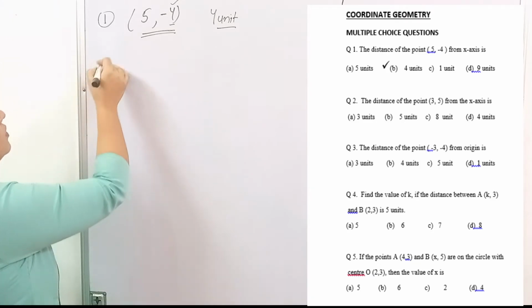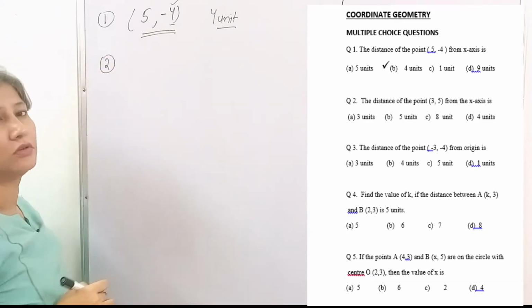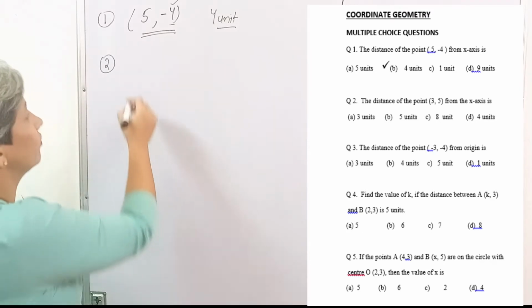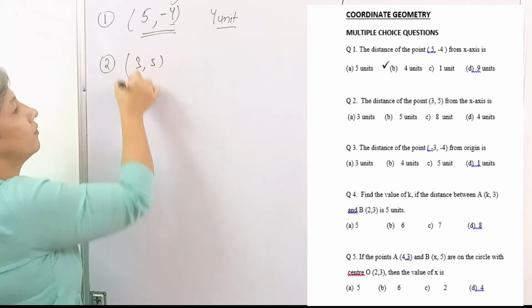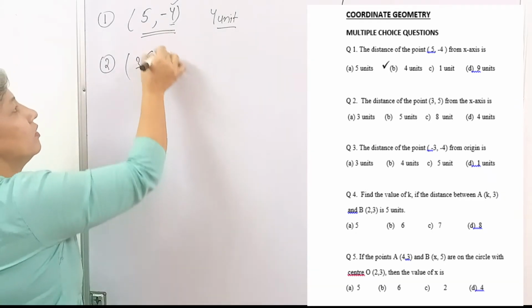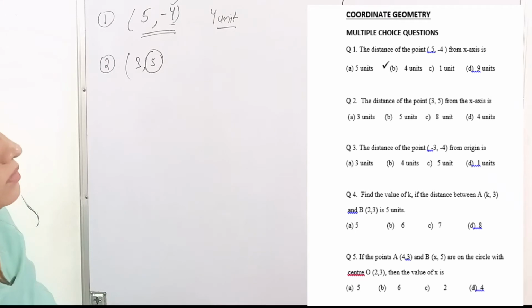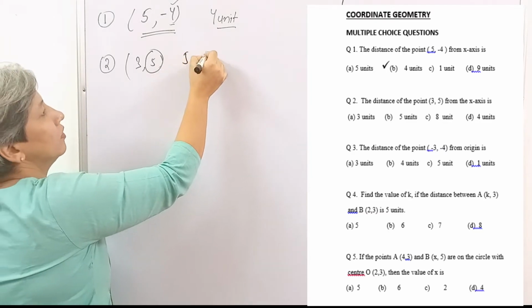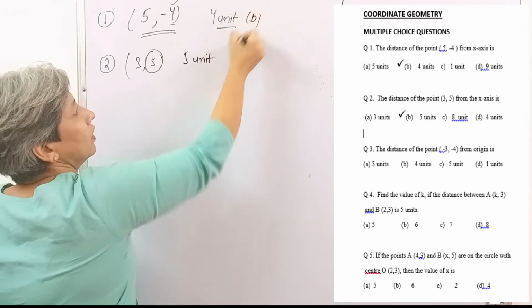So this is 4. Next comes question second, which says the distance of the point (3, 5) from the x-axis, again x-axis. Obviously 5, which is B again. Both are same. Distance of (3, 5) from the x-axis is 5 units. B and B.